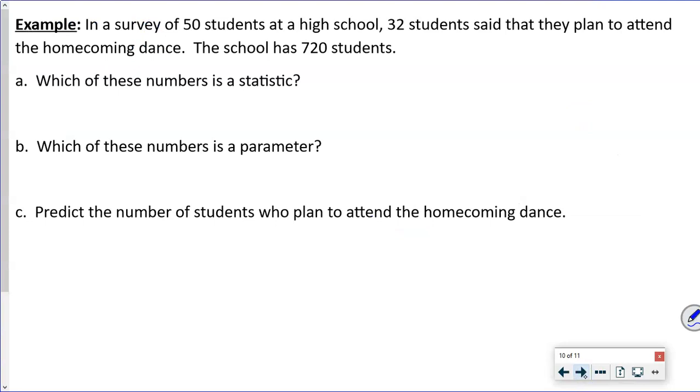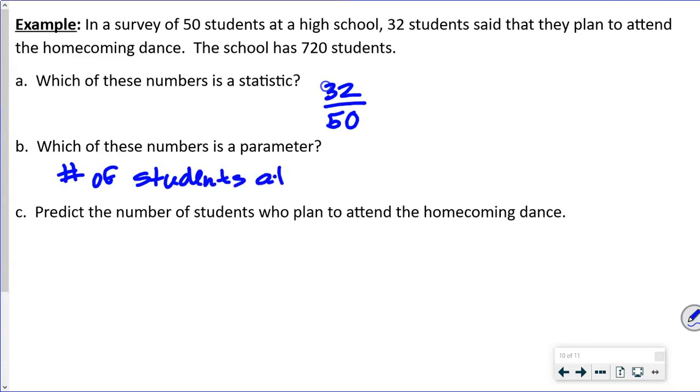So, example, in a survey of 50 students at a high school, 32 students said they plan to attend the homecoming dance. The school has 720 students. So the first thing we want to do is figure out what is the statistic. So that's going to be the number of students that are going to the dance over the number of students that were surveyed, right? Then what is the parameter? So that's really the number of students at the school, right? So the number of students at school, which is what? 720.